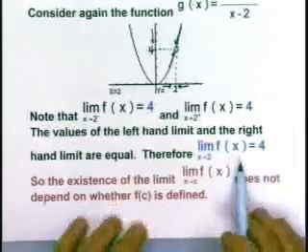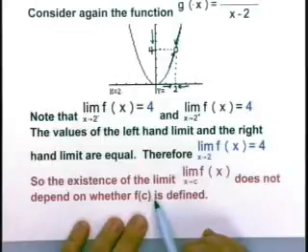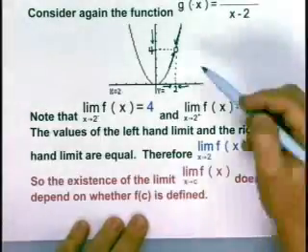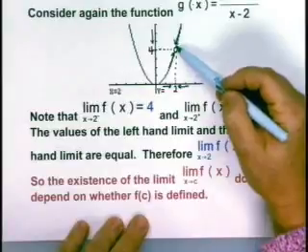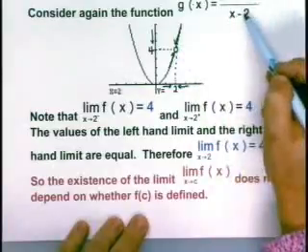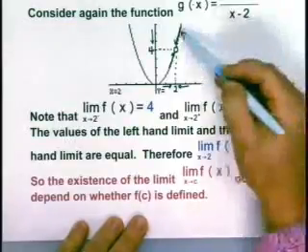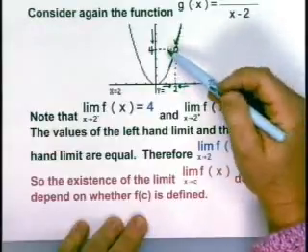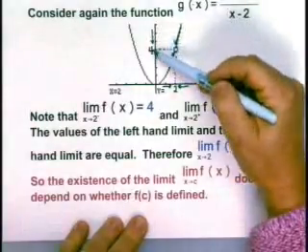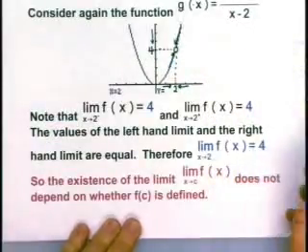4. So the existence of the limit does not depend upon whether the function is defined. In this case, this function is not defined at x equal 2. Recall we have a hole in the graph at x equal 2. If you substitute 2 into the expression, you get 0 in the denominator. But yet the limit, the values of the function as x approaches 2, does exist, and these values approach 4. So the limit as x approaches 2 is equal to 4.